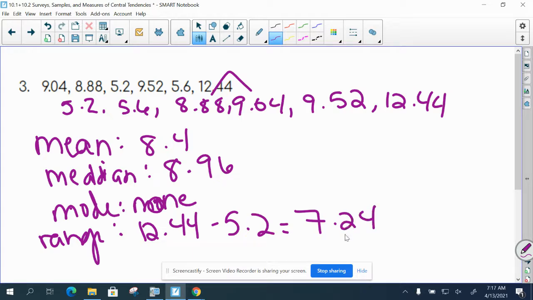Okay, so that's all. Most of this should be review. Maybe the part about bias is new to you, but just reviewing how to find mean, median, mode, and range.